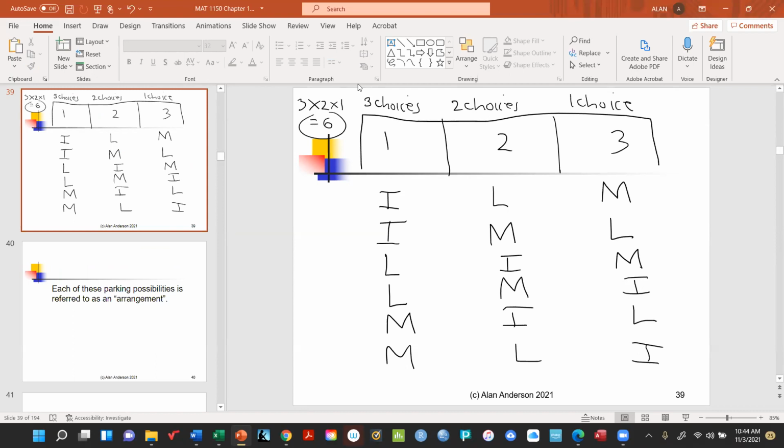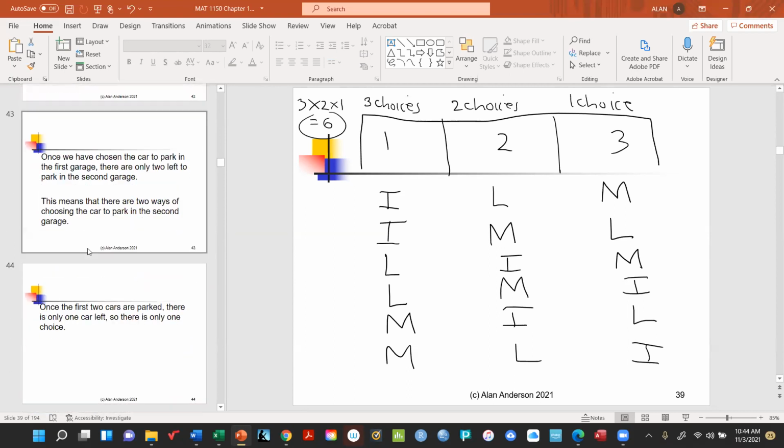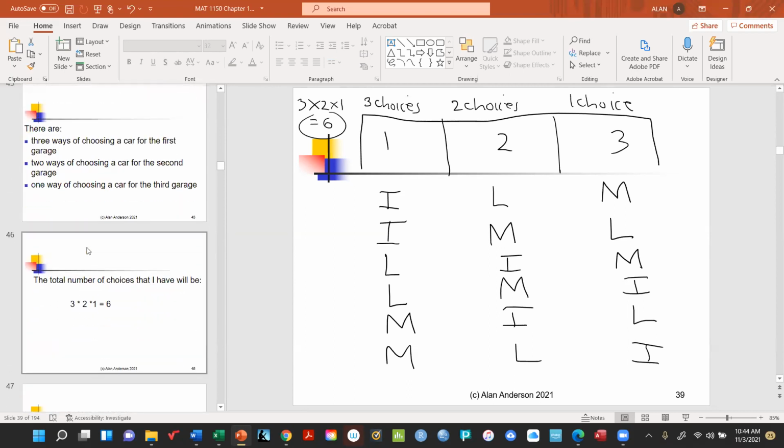Because again, when you park that first car, any one of the 3 can go in the garage. There's 3 ways of doing this. For the second garage, one of them is already in the first garage, so there's only 2 left. And then finally, when you park the first 2 cars, there's only 1 way to park the third car. So altogether, there's 6 arrangements that we can create from these 3 cars. So the mathematical operator that we can use for this is very interesting.